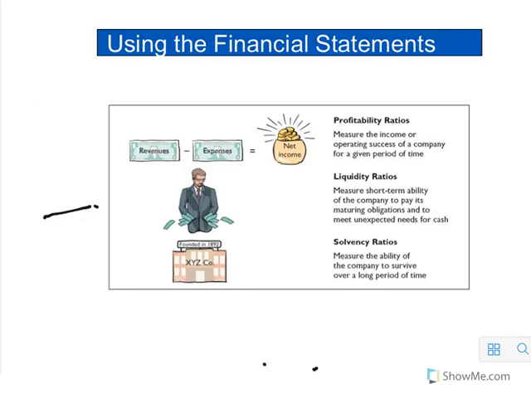These ratios are actually in three categories. One, there are the profitability ratios. That measures the income and the operating success of the business. That's your income statement here. Revenue minus expenses gives me my net income.